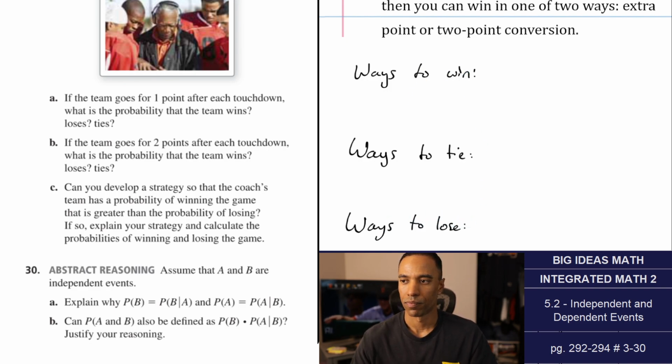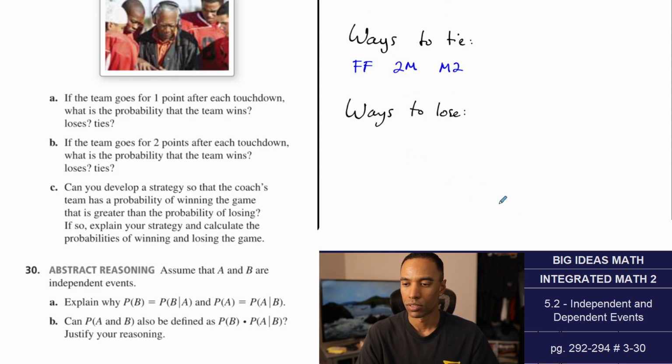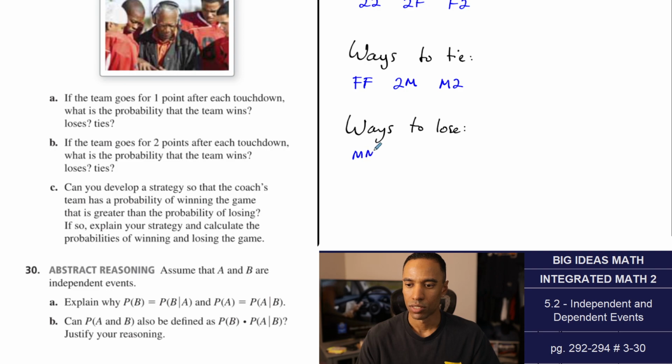So here are the ways you can win. You can either do 2-point conversions, a 2-point conversion and a field goal, or a field goal and a 2-point conversion. Ways to tie. You can either do 2 field goals, 2 extra points, a 2-point conversion and miss a field goal. See, that's how I'll say it. Or a missed field goal and a 2-point conversion. Ways to lose. Everything else. Now, everything else includes what? 2 misses, fails on 2-point conversions.